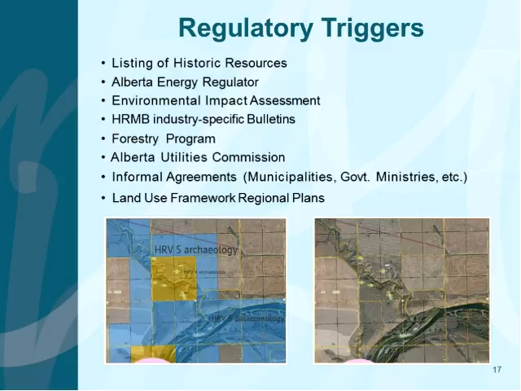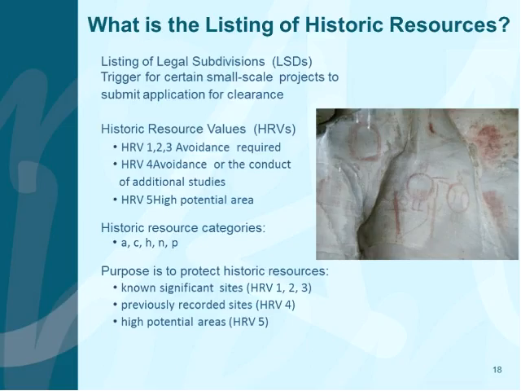So what are our regulatory triggers? Right, so the listing of historic resources, Alberta Energy Regulator, environmental impact assessments. We put out industry-specific bulletins, and I'm going to talk about that because we have a subdivision bulletin that I think you'd all be interested to take a look at. We have a forestry program, the Alberta Utilities Commission. We have informal agreements with municipalities, government ministries, etc. And of course, the land use framework, the regional plans. We're going to talk about that too. So those are just some of our regulatory triggers.